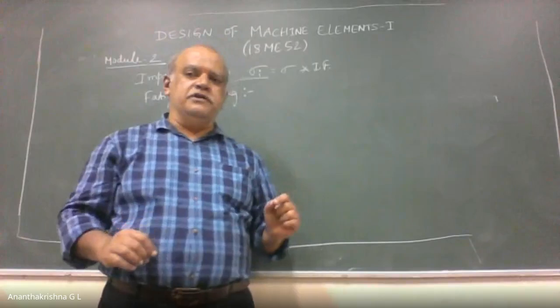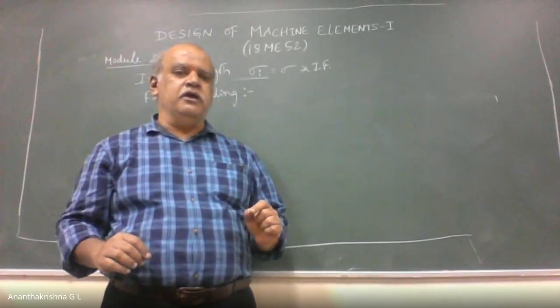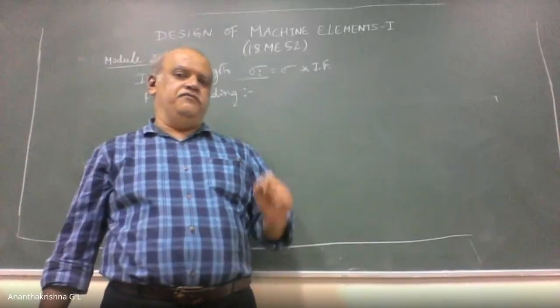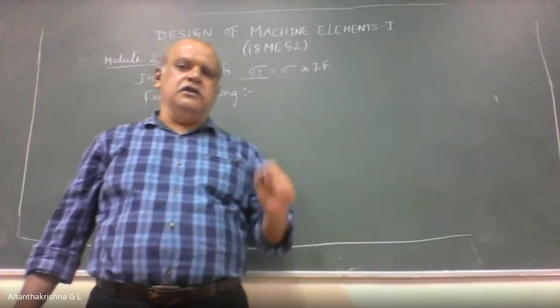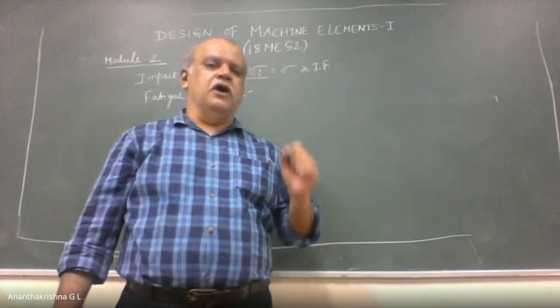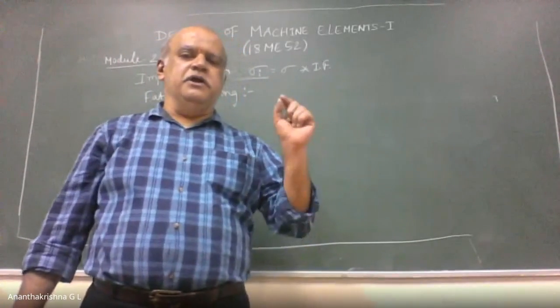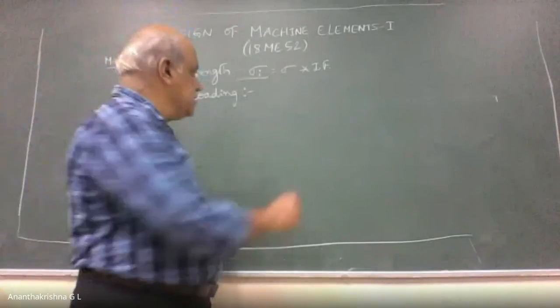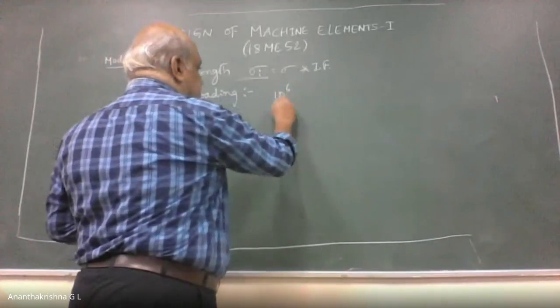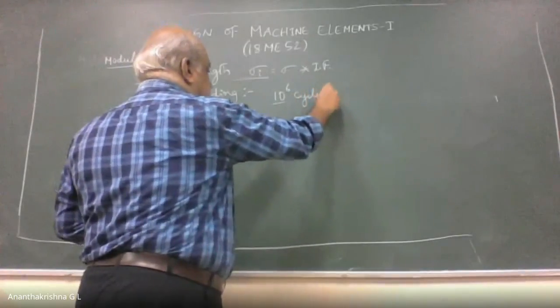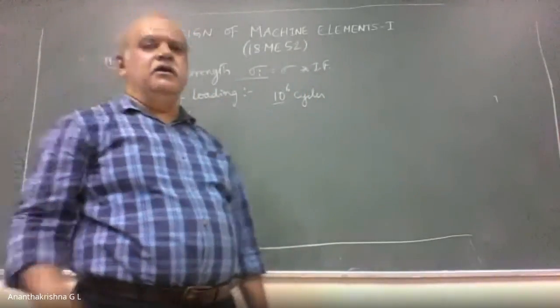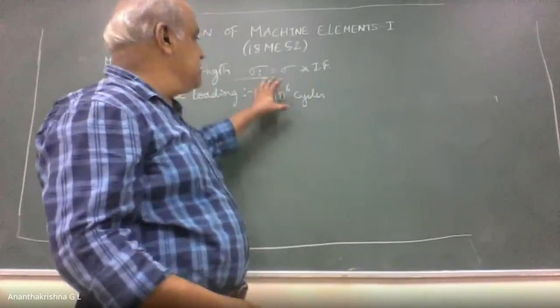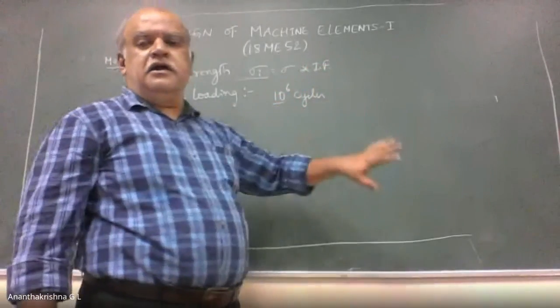When components are subjected to repeated loading, they will eventually fail after a certain number of cycles. Normally, if it goes beyond 10 power 6 cycles, it should withstand. That is, the component has to withstand 10 power 6 cycles. Say, for example, the bearing rotates for 10 power 6 cycles.